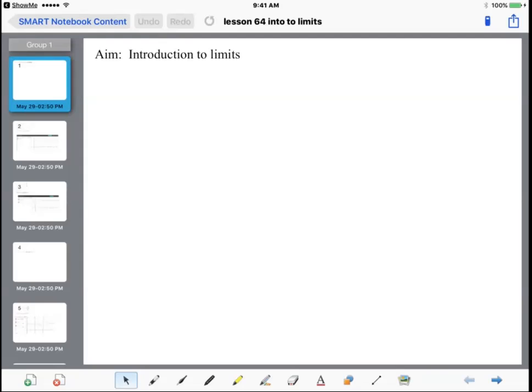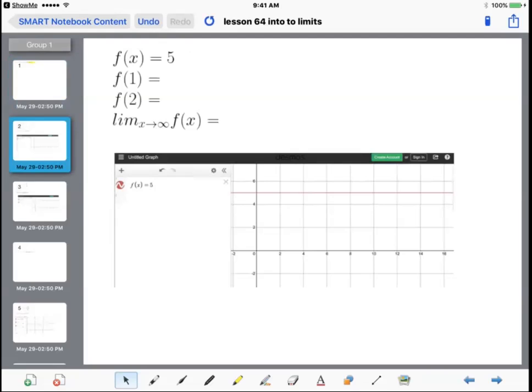So what does this mean? We know what the word limit means in real life. What does it mean in a mathematical context? Well, here's a very basic function, constant function, f of x equals 5. If you have to answer questions about it, you can say f of 1, well, that's going to be 5. F of 2 is also going to be 5. F of anything is going to be 5.